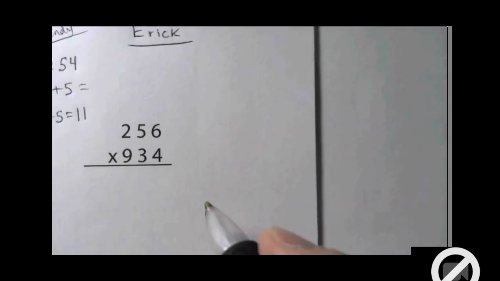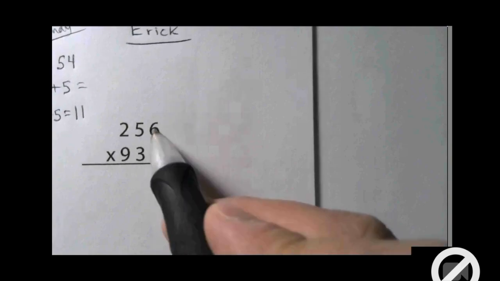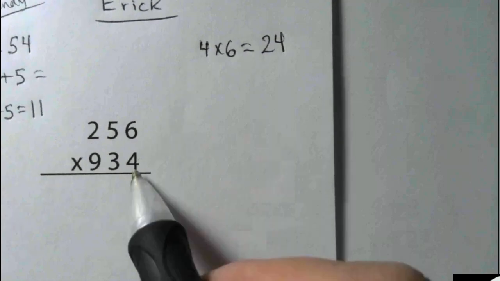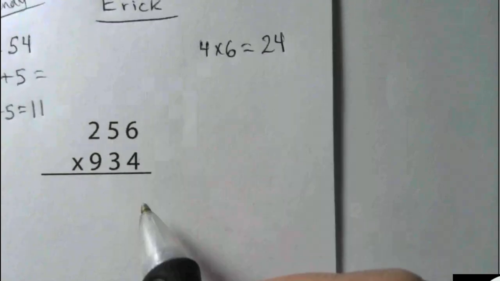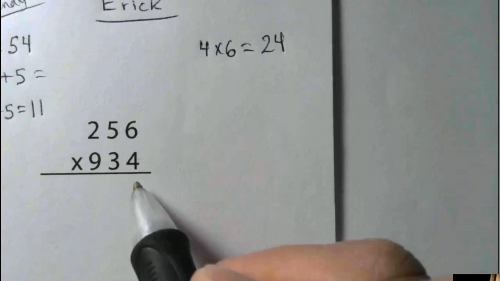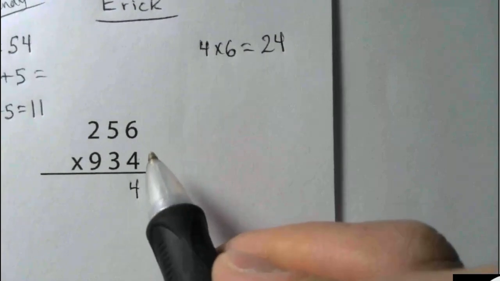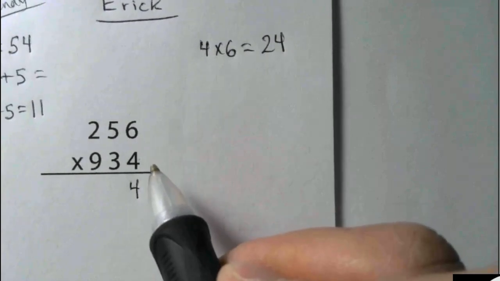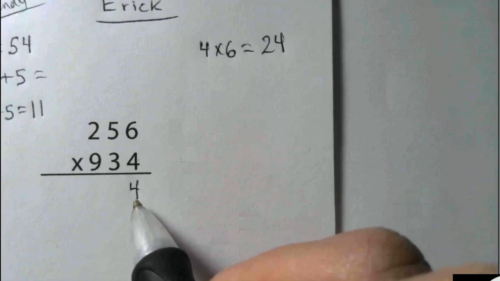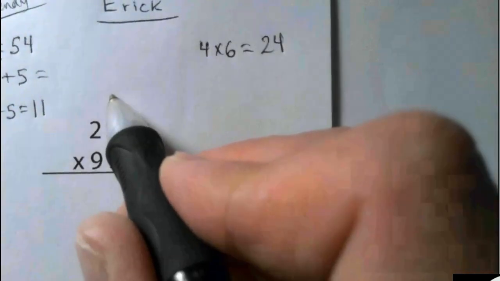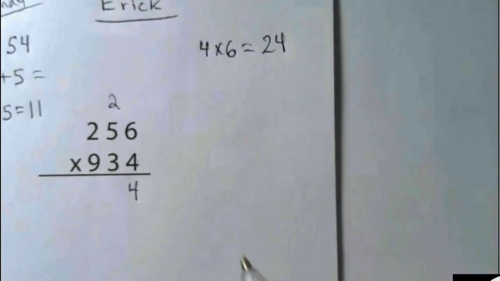Eric, help us out with that problem. You multiply 4 times 6. Okay, so you multiply 4 times 6. Uh-huh. And you'll get 24. So you put the 4 under the 4. Yes. And then you carry the 2.